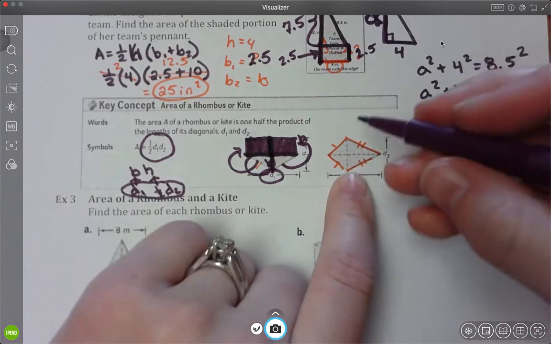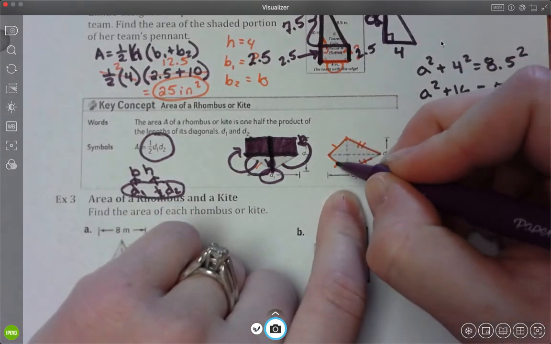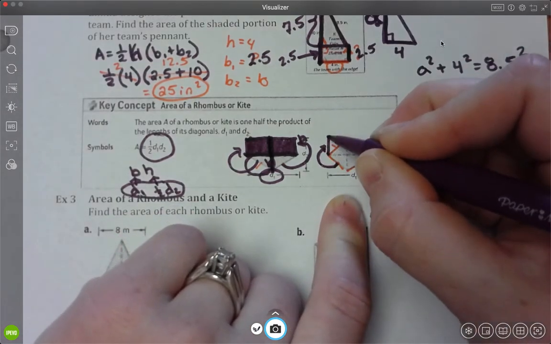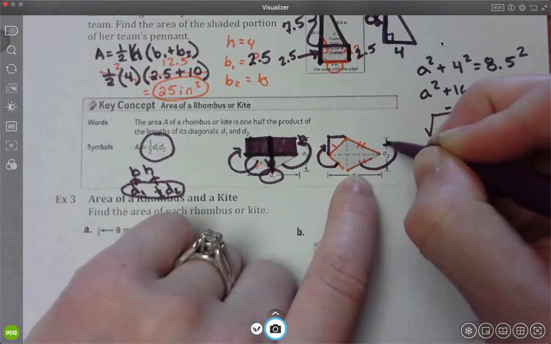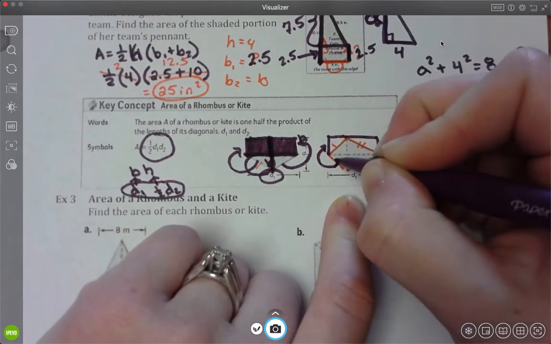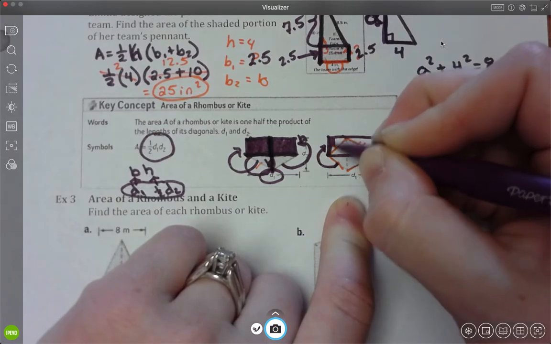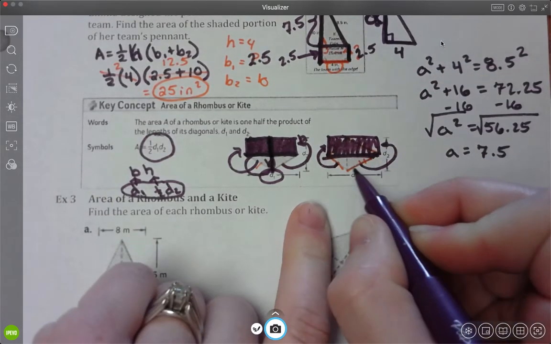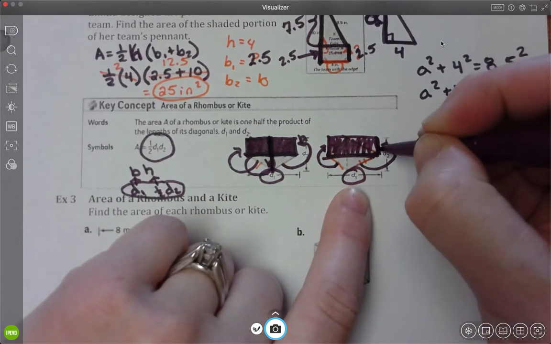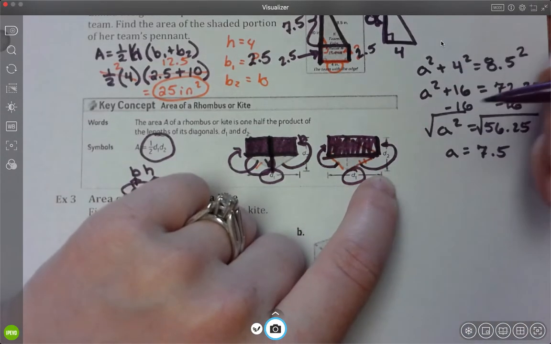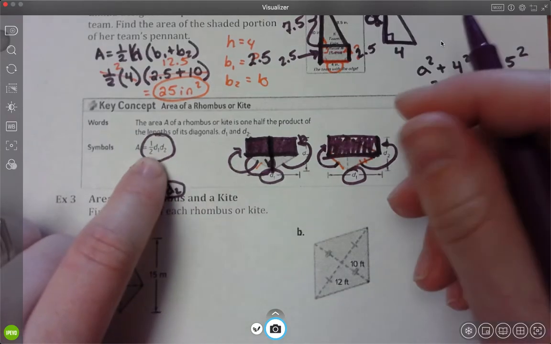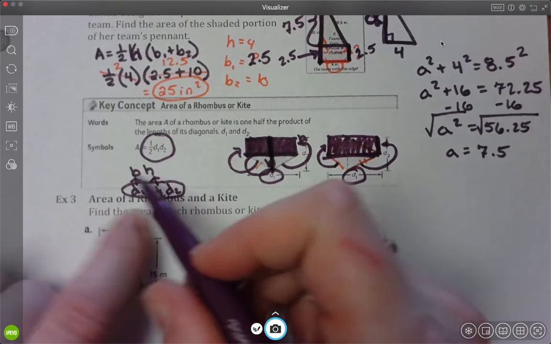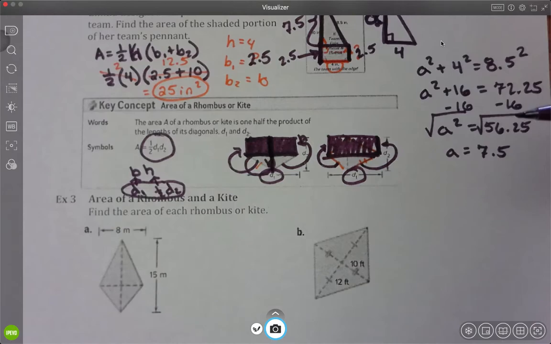I can do the same thing here for my kite. I can take this piece and lump it up here to make that, and take this piece and lump it up here to make this. Again, I have just this little rectangle that I'm trying to find, where the length of the base is D1, and the height is going to be half of that D2 value. So half of D1 times D2. They've just reorganized where the half goes. So that's all I'm doing here, finding the area of each.